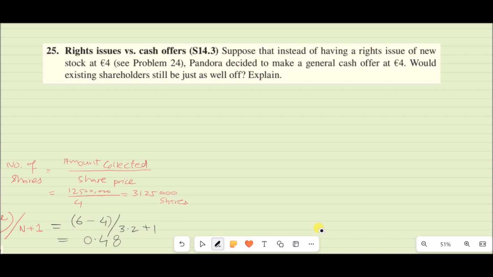Question number 25. Suppose that instead of having a rights issue of new stock at $4 as given in the previous problem number 24, Pandora decided to make a general cash offer at $4. Would existing shareholders still be just as well off? Explain.